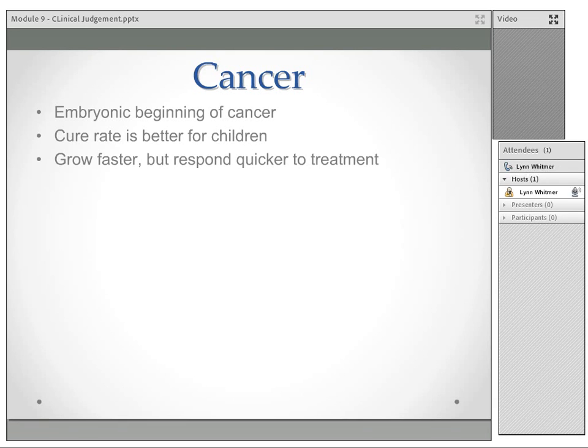The cure rate is better for children because we can be more aggressive. The cancers are sometimes faster growing, and so we identify them quicker, and children do respond quicker to treatment. Now, that's not to say children do not die from cancer. It's just to say that we've been able to find faster means in which to put them into remission.